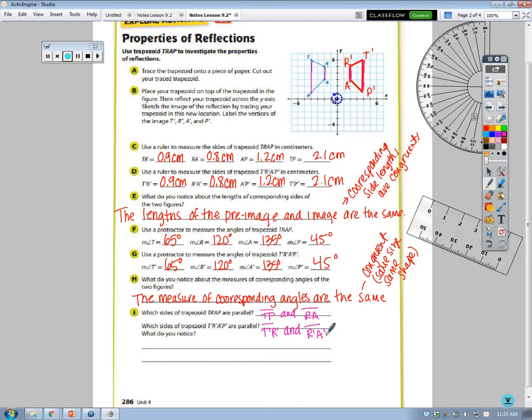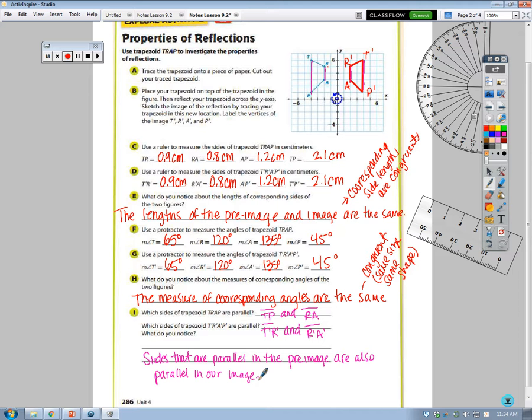Okay, so what do you notice? What do you notice about kind of reflection and parallel images, right? We notice that the sides that are parallel in the pre-image remain parallel in the image. So sides that are parallel in the pre-image, because that's our first one, our original, are also parallel in our image.